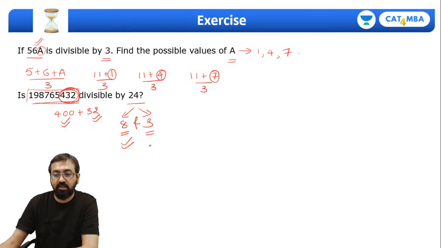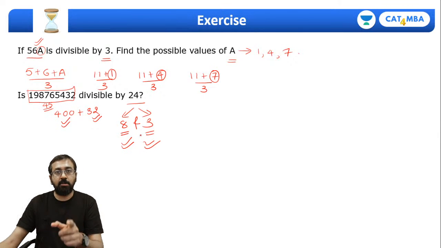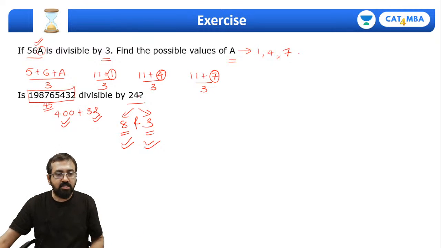We'll have to check for 3 as well. So for 3 you will have to add all these digits, and if you add them, that summation will come out to be 45, which is again divisible by 3. So since this number is divisible by both 8 and 3, this number is divisible by 24.